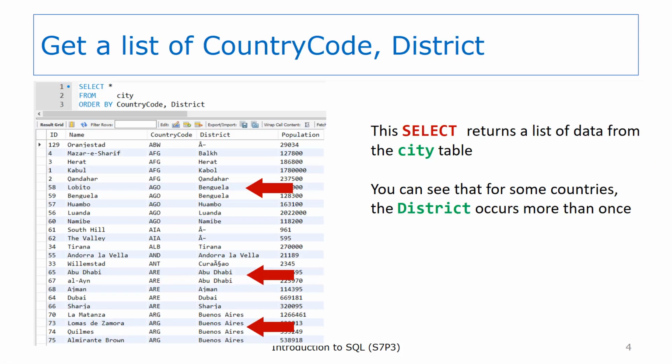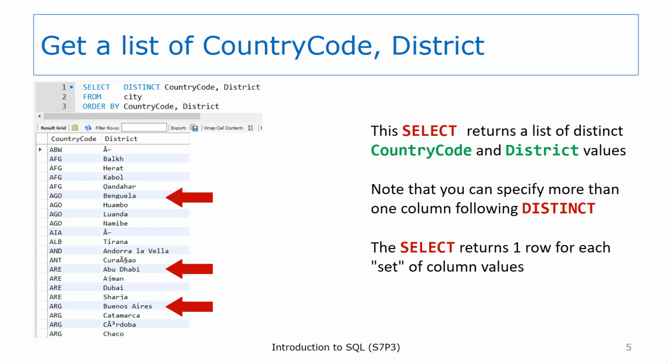Now we'll take a look at how you can use multiple columns with distinct. This slide shows a select all for the city table. You can see that the result set includes the city name, the country code, the district, and population. For some country codes, the district appears more than once. That means that in this table, there is more than one city for that district. In our example, we would like to get a result set that shows just one occurrence of each country code and district pair. Once again, we can use the distinct keyword.